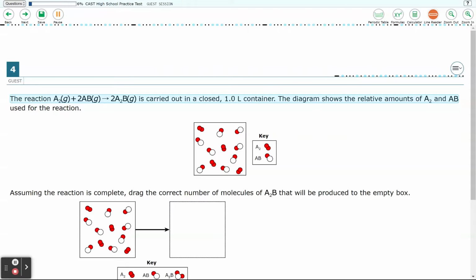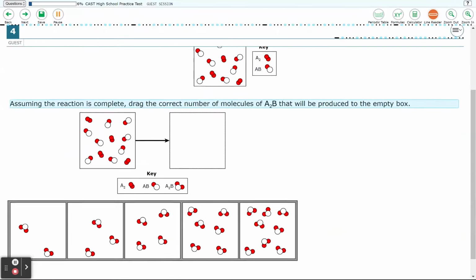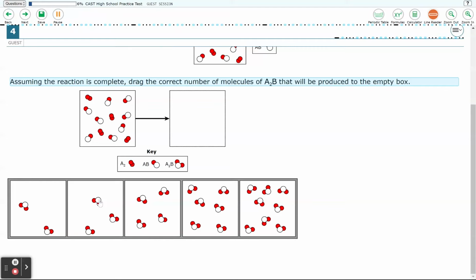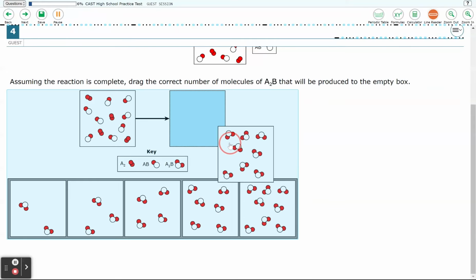The diagram shows the relative amounts of A2 and AB used for the reaction. We can see here we've got 4 A2s and 8 ABs. Assume the reaction is complete. Drag the correct number of molecules of A2B that will be produced to the empty box. So you're going to choose one of these boxes here and drag it up into the box. So go ahead and make your choice.